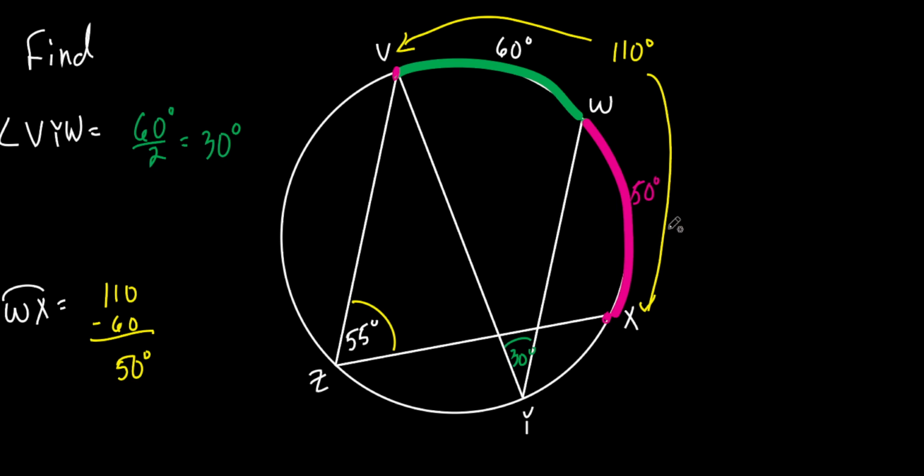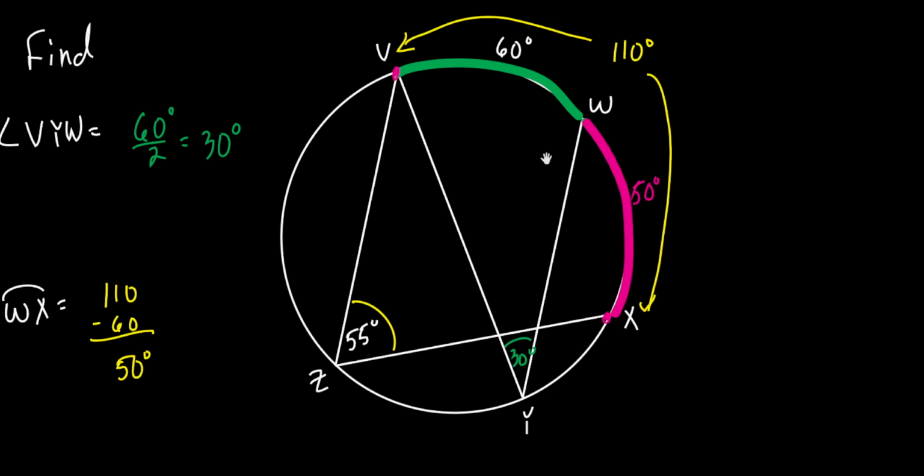You okay with that? So we still use the same principles, but it wasn't exactly as easy as the first one. The first one was pretty straightforward. This one, you knew the whole arc because of that being 55. You already knew this little part right here, that green part. So what's left over? 110 minus 60, which is 50. Everybody good with that? Yeah.